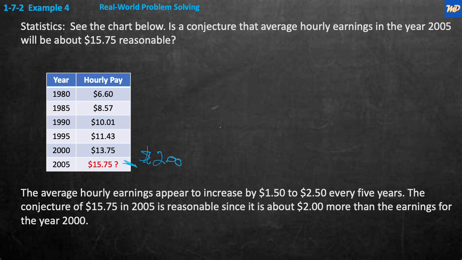The conjecture of $15.75 in 2005 is reasonable, since it is about $2 more than the earnings from the year 2000. Yeah, it fits within the pattern. So we're making a conjecture based on the pattern we're seeing, that if I ask that question, you could say, yeah, it could very easily be $15.75. Not that it will exactly be, but it could easily be somewhere in there. We could be within $1.50 to $2.50. And $2 fits right into that pattern.